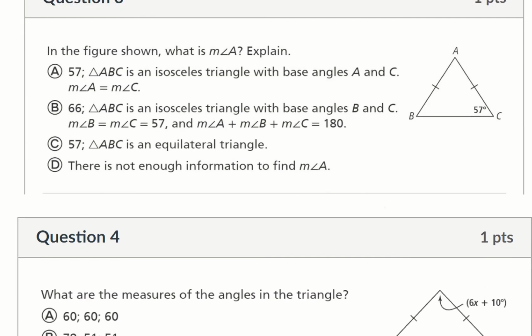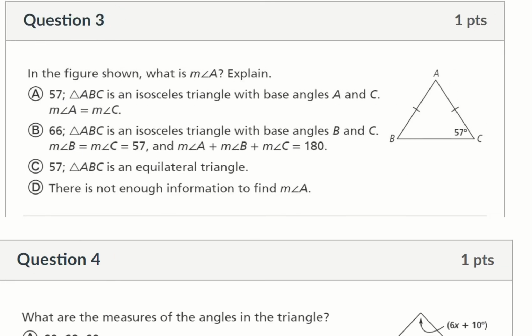All right, so the third question: in the figure shown, what is the measure of angle A? We know that this is an isosceles triangle because those two sides are labeled congruent. Remember that this side corresponds to this angle, and this side here, BA, corresponds to this angle, 57. Since the purple and the red sides are equal, the red and the purple angles are also equal.